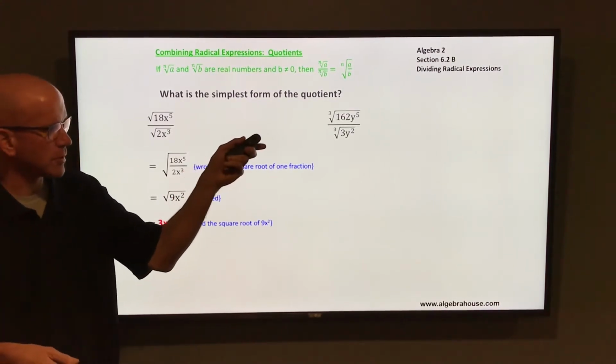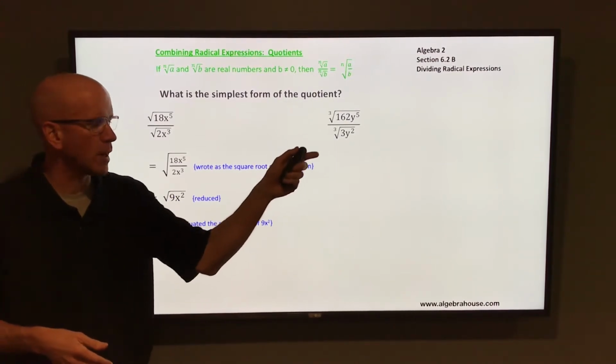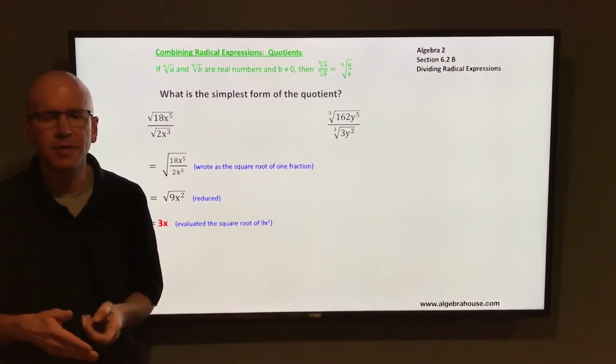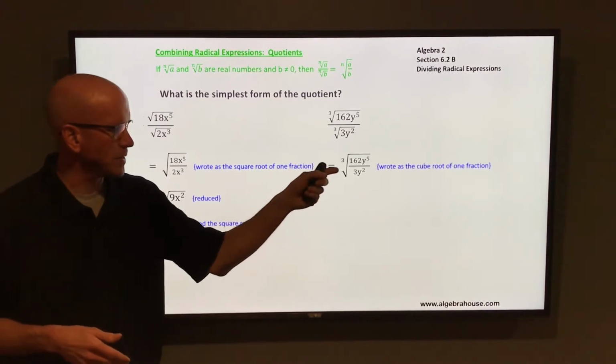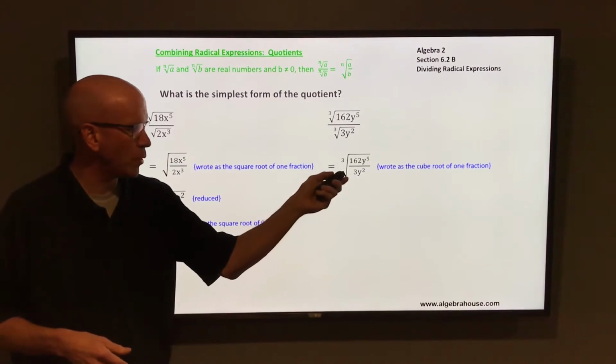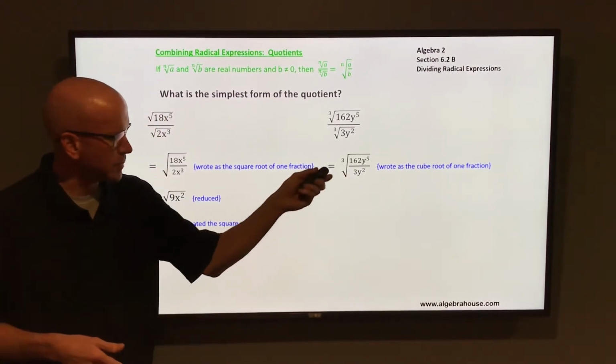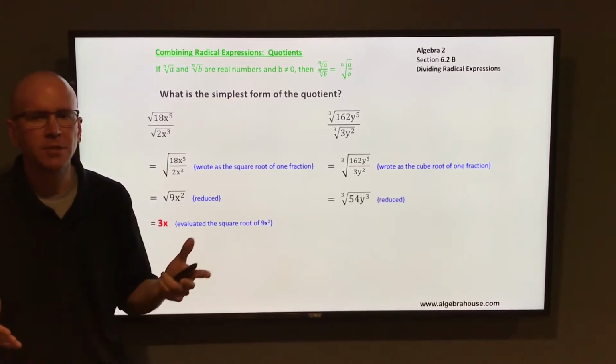Next, the cube root of 162y to the fifth divided by the cube root of 3y squared. So you're dividing with the same root. You can write those as one single fraction under the same radical sign. It'd be the cube root of 162y to the fifth over 3y squared. Just simplify that fraction. Divide 162 by 3.